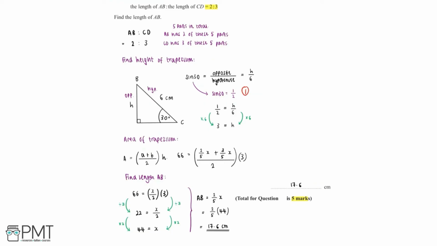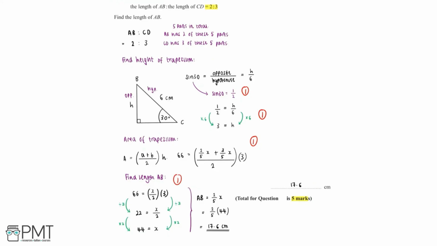And we get the second mark for using this in order to find the value of h, and we said that h is equal to 3. We get the third mark for using the formula for the area of the trapezium to find the expression that 66 is equal to 2 out of 5x plus 3 out of 5x divided by 2, all multiplied by 3. We get the fourth mark for correctly finding the value of x.